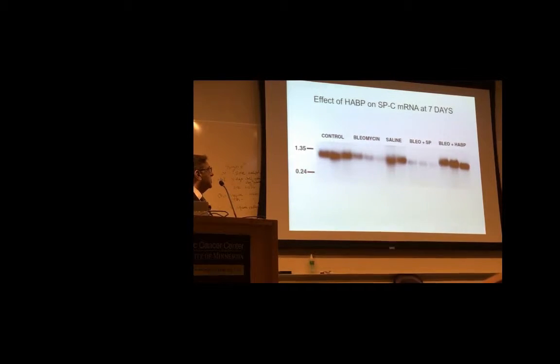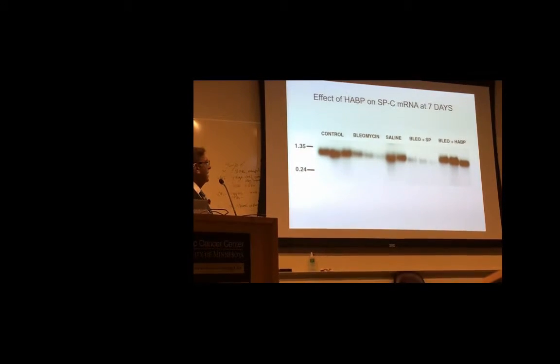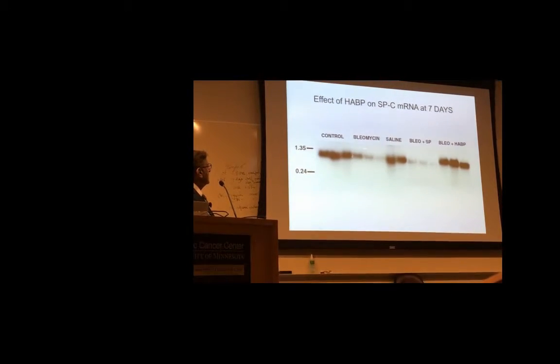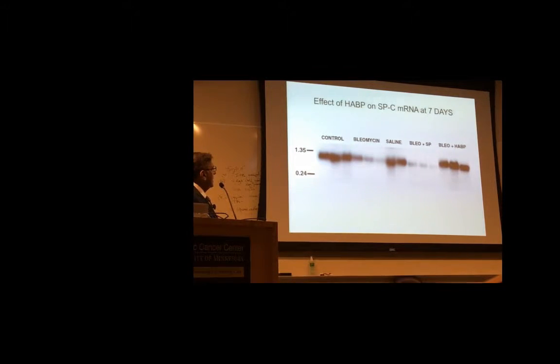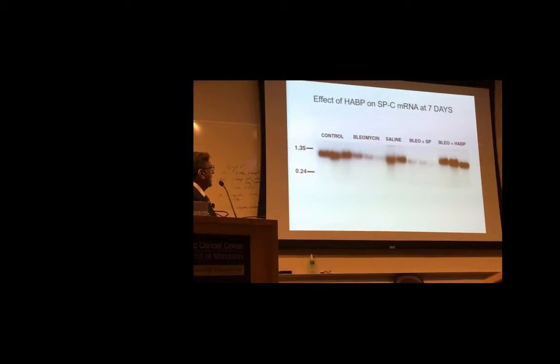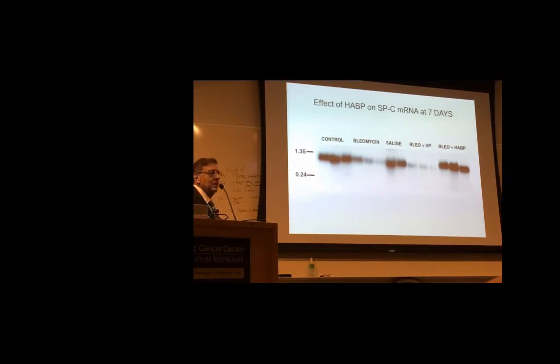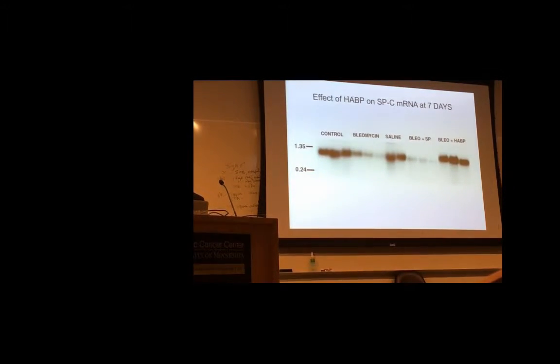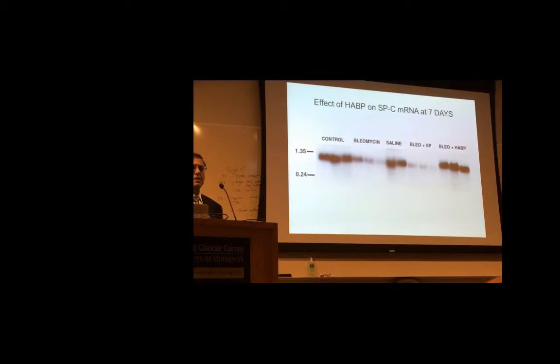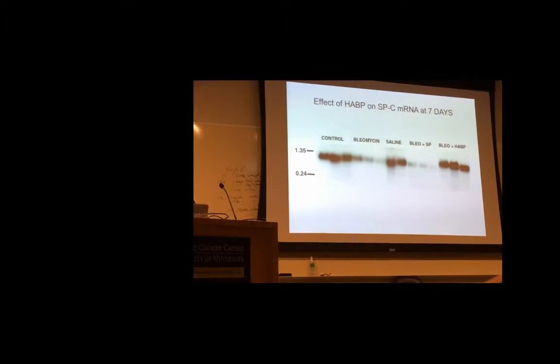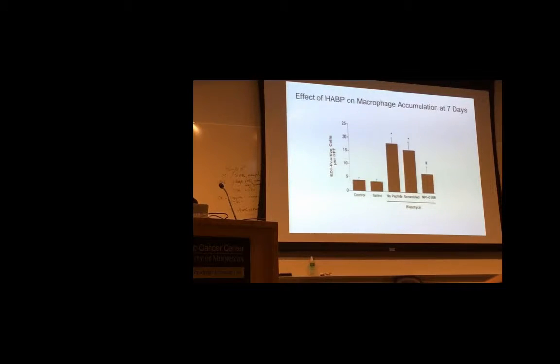So when we looked at the expression of surfactant protein C, we saw decreases in bleomycin-injured animals. The scrambled peptide also had a decrease. This is a northern blot, and with the peptide, essentially the surfactant protein C was protected from the decrease due to bleomycin. So this is truly remarkable.